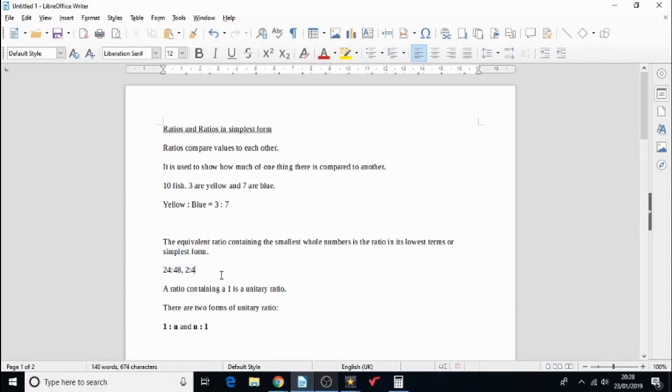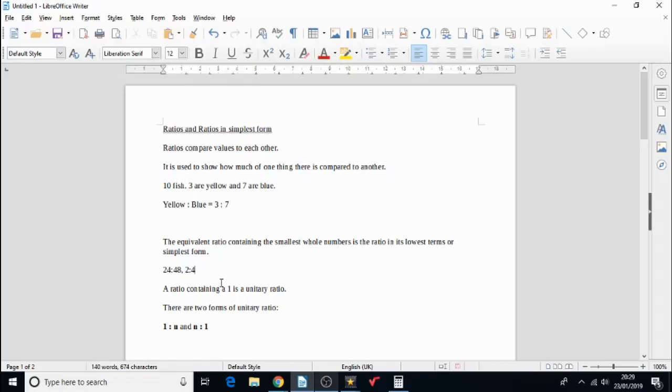When you're trying to find the lowest term or simplest form, see it like cancelling down fractions. So for example, 5 over 10 can be cancelled down to a half. Just like here, 24 to 48 can be cancelled down. The equivalent ratio 2 to 4 is the same as 24 to 48, it's still double the amount. So for every 24 fish, there's 48 seagulls, and for every 2 fish there are 4 seagulls. It's always the double amount. That's why these are seen as equivalent ratios.